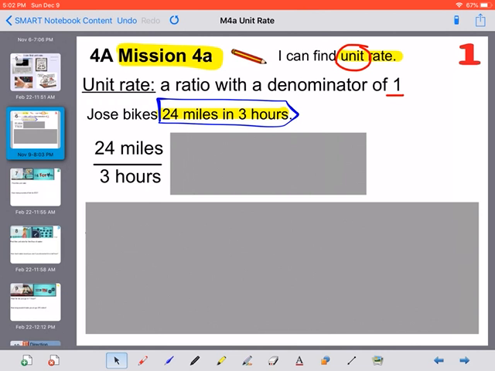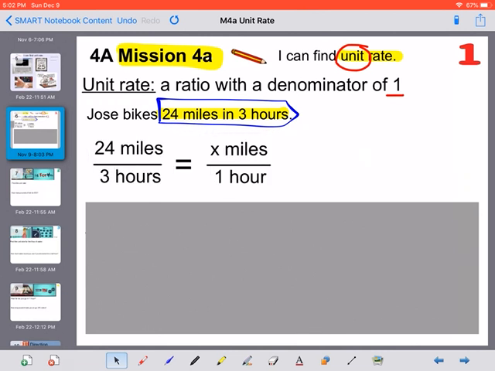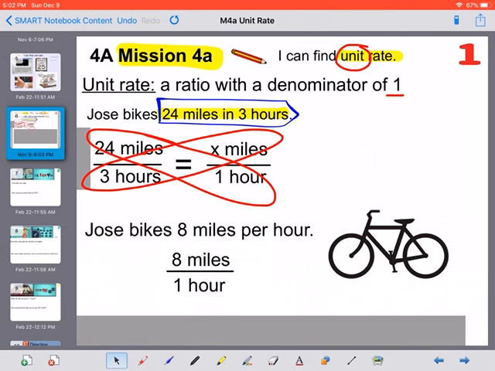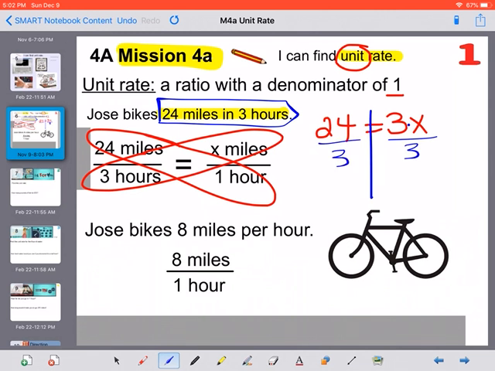So if we want to find a denominator of 1, we could just set up a proportion and cross multiply to figure out, well, how many miles will he go in 1 hour? So if we cross multiply, we'd multiply 24 times 1 and 3 times x. 24 times 1 is 24. Set it equal to the other cross, which is 3 times x. The opposite of multiplying is dividing. 24 divided by 3 is 8.